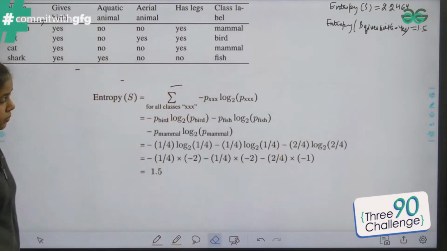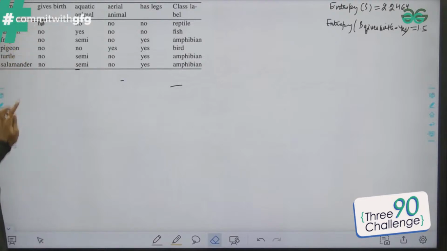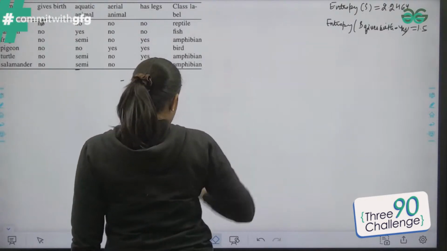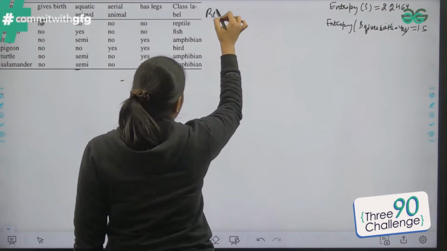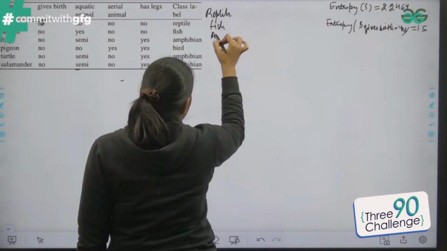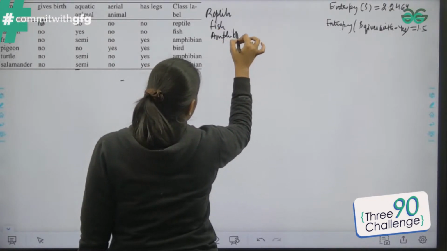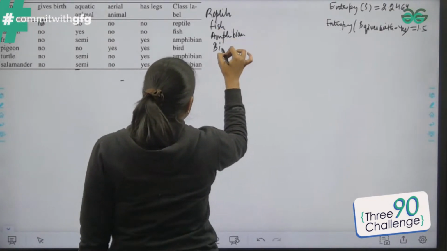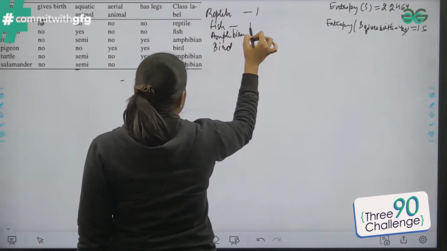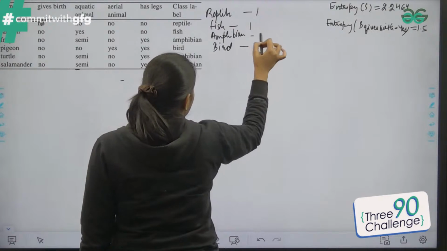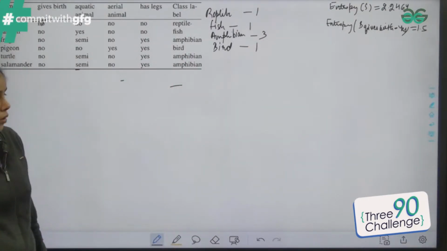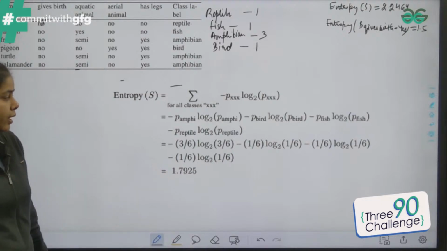Now what would I do? I will take the column gives birth equals no. Again, I'll find out the impurity. I can see here that we have reptile, fish, amphibian, and birds. So I have these four: one reptile, one fish, one bird, and three amphibians. I can find out entropy again. On solving, you will get 1.79 as the impurity.